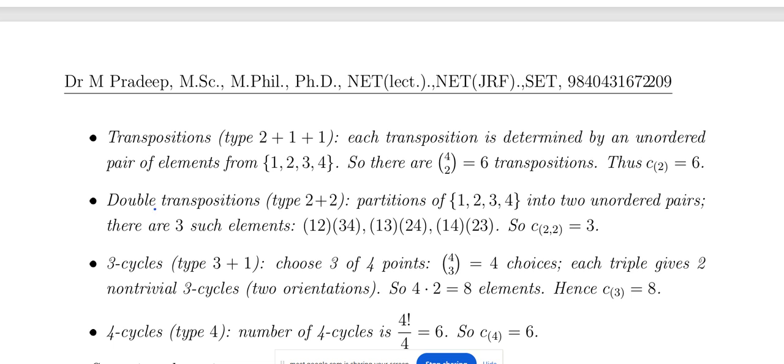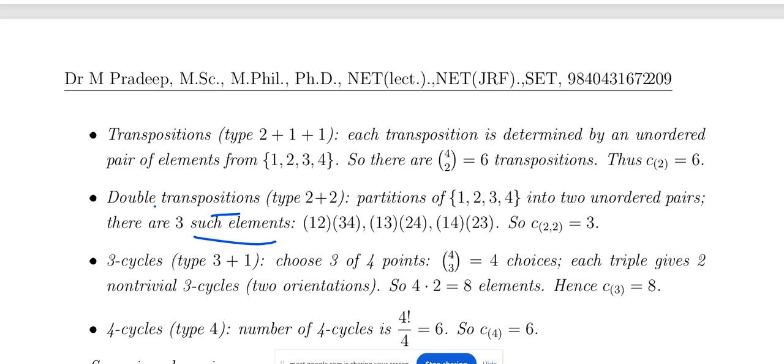And double transposition means type 2 + 2. The partition of 1 2 3 4 into unordered pairs: there are 3 such elements, that is 1 2 | 3 4, 1 3 | 2 4, 1 4 | 2 3. So for this class the count is 3.